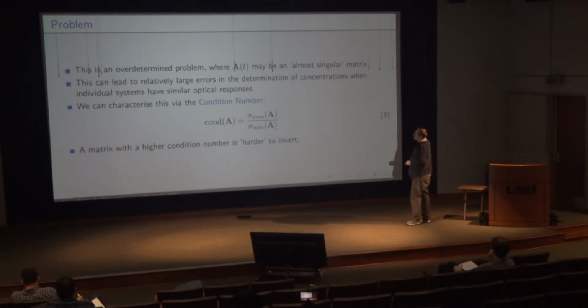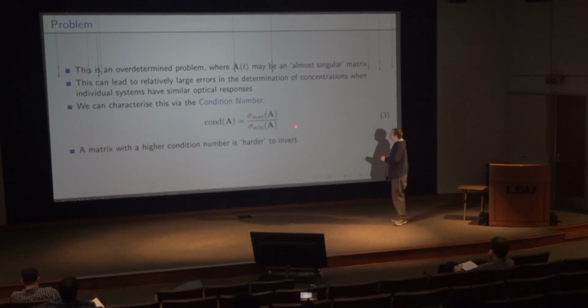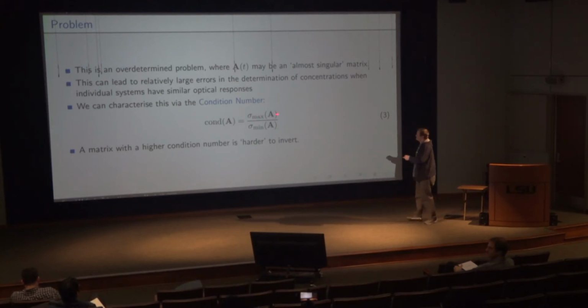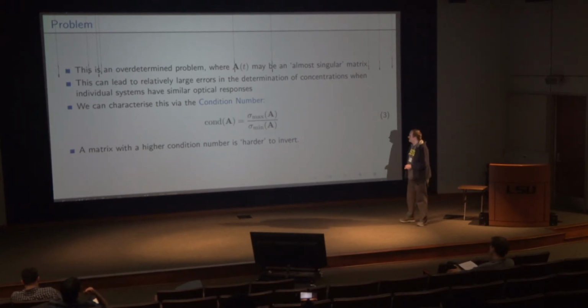One way of characterizing how difficult this sort of matrix is to invert is by the condition number, which is the ratio between the largest singular value of the matrix and the smallest. So the bigger this gets, the harder the matrix is to invert, and while you can invert it, the bigger the errors you'll get in the concentrations you end up with, as we can see here.